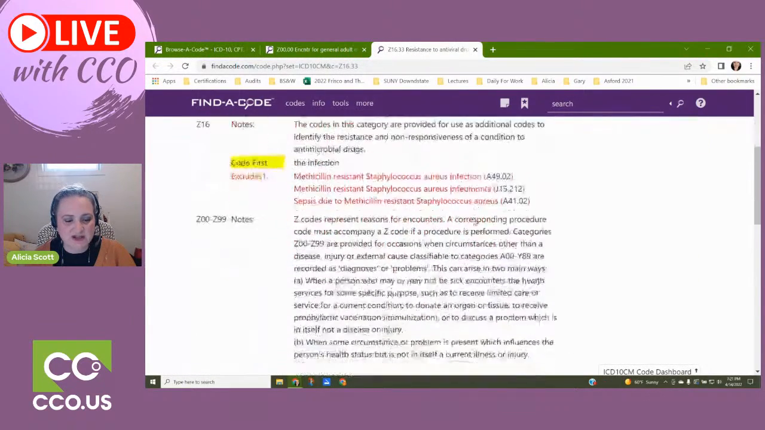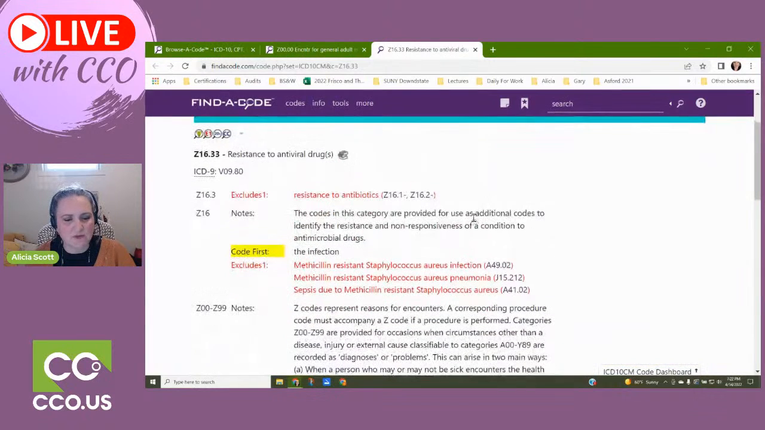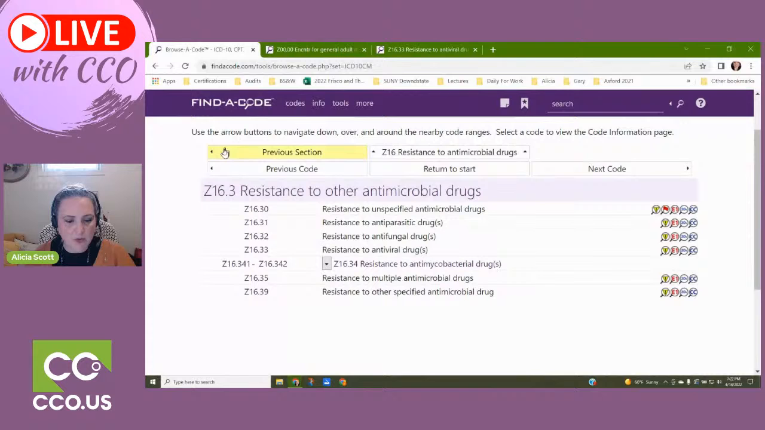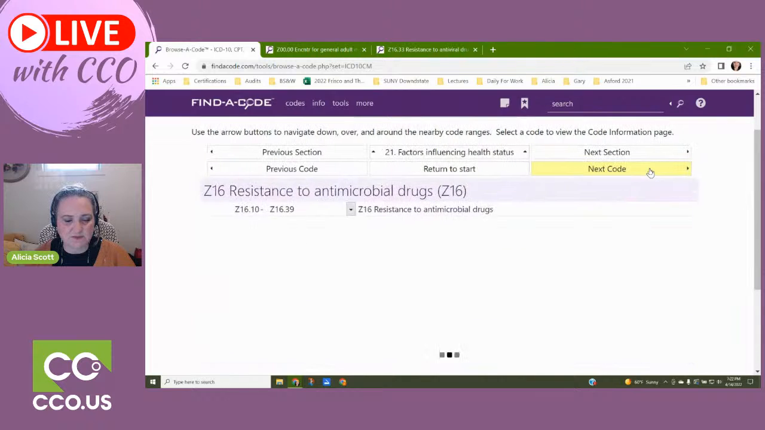So resistance to antiviral drugs. Oh, I thought it would give me a little more information. Now, note they're telling you, hey, this isn't the same as an antiviral. It's not the same as an antibiotic. So heads up. And then it excludes methicillin resistant and sepsis due to methicillin resistant Staphylococcus aureus, which is MRSA that I mentioned before. Okay, let's go into, if I can click on it, I think it'll give me the next code.